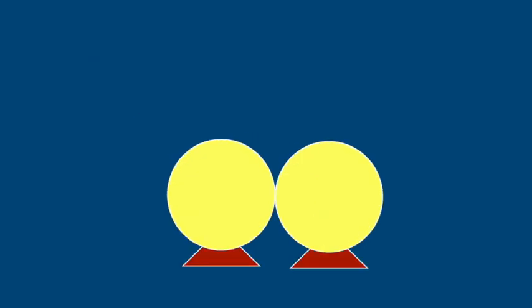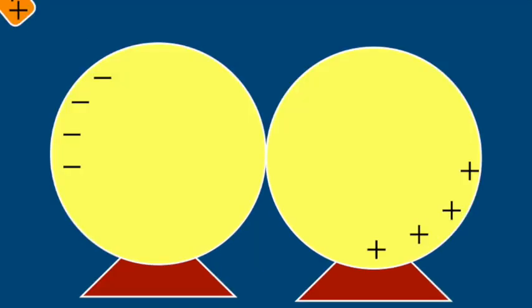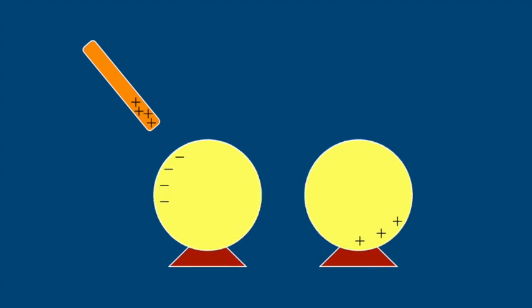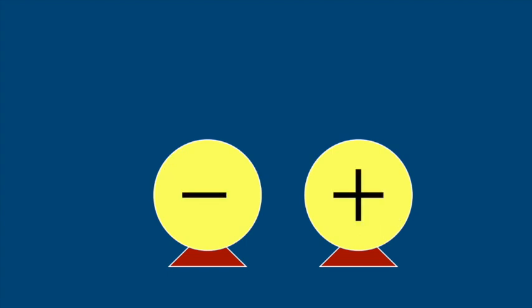Consider now two spheres in contact and charge a rod to get close to only one of the spheres. Electrons from both spheres will move towards the rod. Remember that the spheres are in contact and the charges are free to move in the metal. If you then separate the spheres, you will have positive charges in one sphere and negative charges in the other sphere. You have charged the spheres by induction.